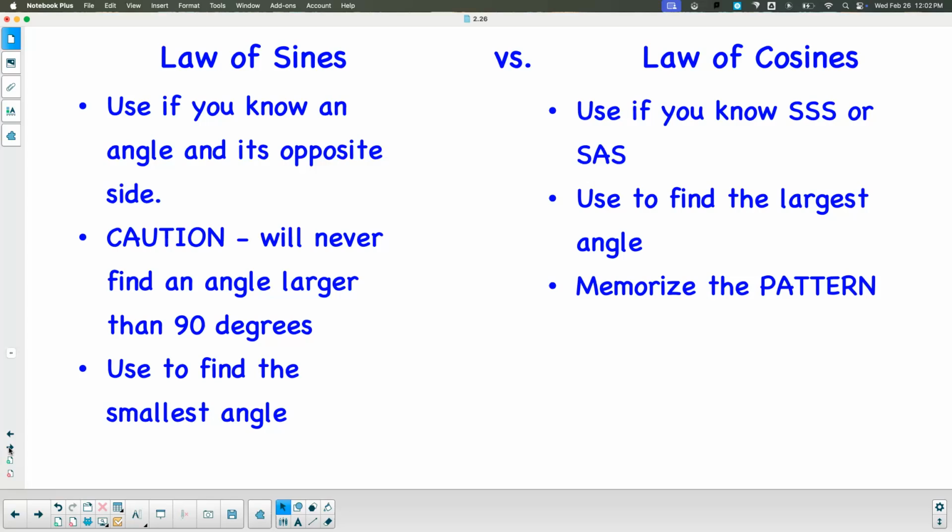Law of cosines is nice because there's always one triangle in a law of cosines case. Okay? There's no ambiguous law of cosines. It's just law of cosines.